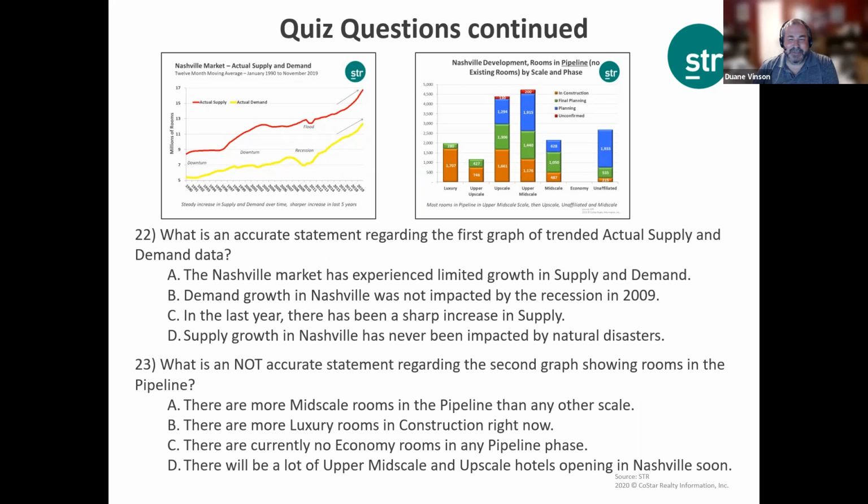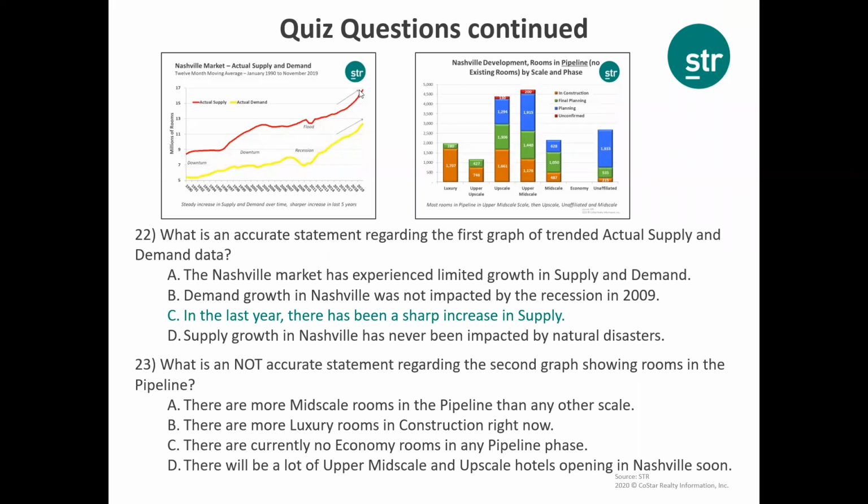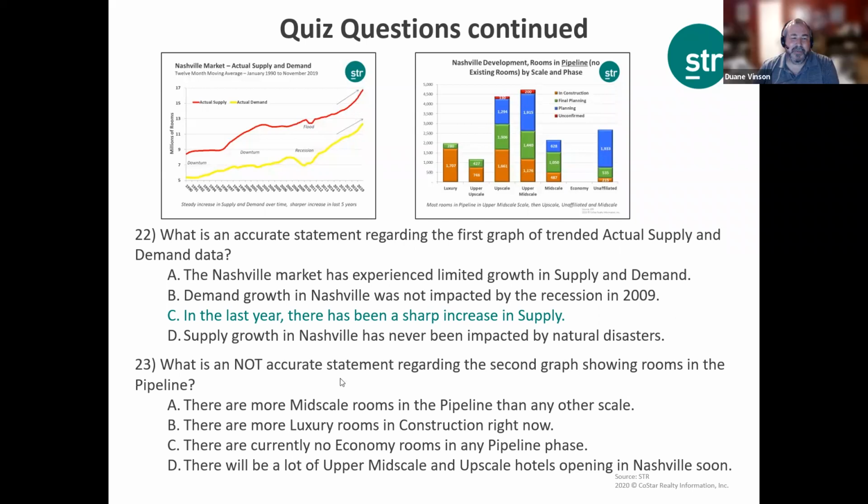All right, everyone seems to be settling on the answer here. That answer is C. The last year, there's been a sharp increase in supply. And yeah, we can look here, actual supply numbers. We can look here from 2018 to 19. Yeah, that would be accurate, wouldn't it? That'd be a true statement. Sharp increase in supply.